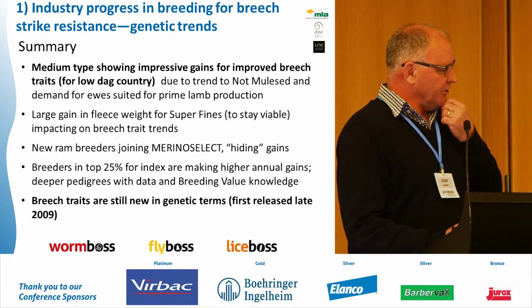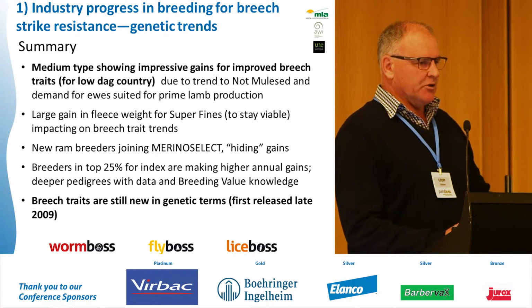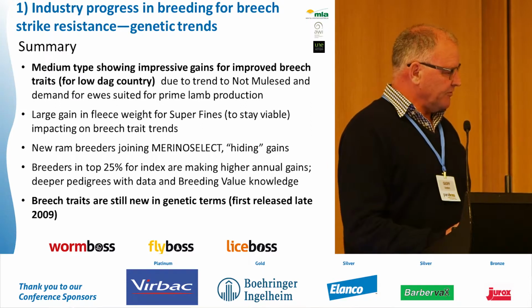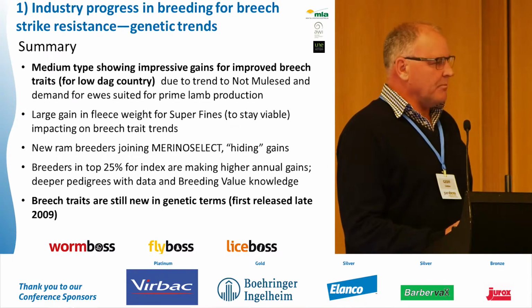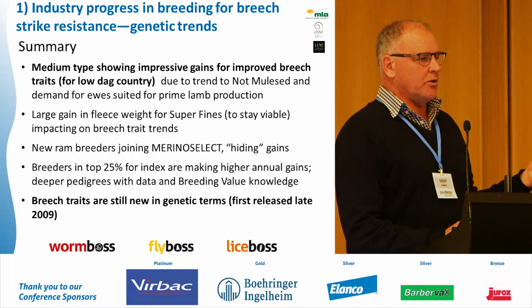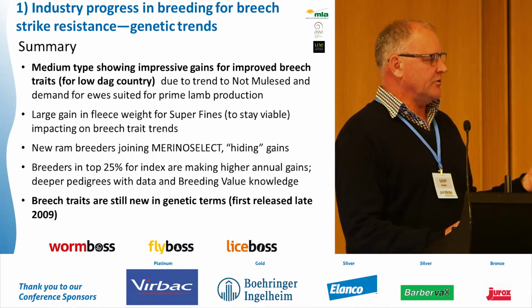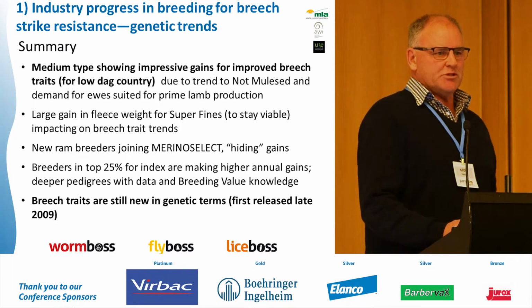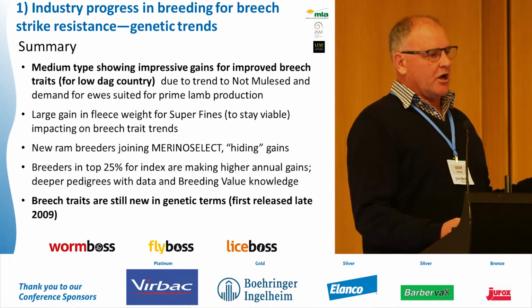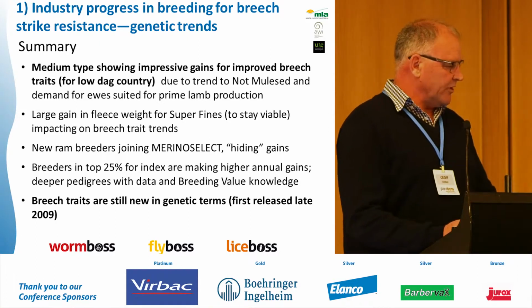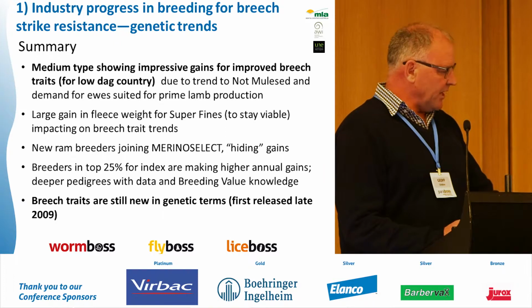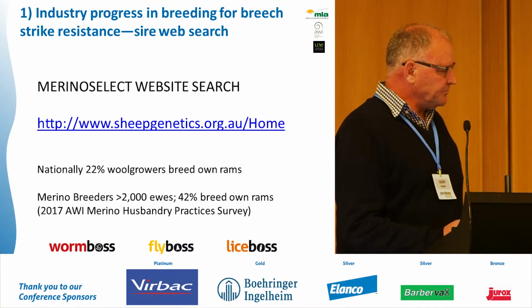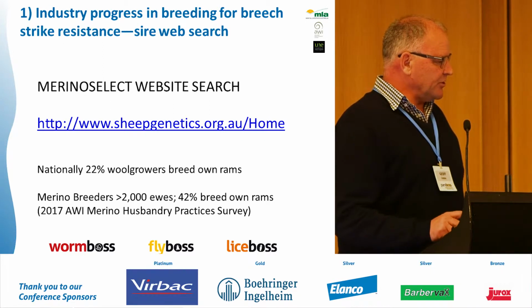Just briefly in summary, the medium merino really is making quite impressive gains in terms of reducing breech strike. It's been more difficult in the other types, particularly with the superfines putting on fleece weight. But nonetheless, a lot of this work went into creating breeding values that were first released in 2009. In genetic terms, that's really not all that long ago, so really quite recent, but significant trends have been made, and the industry is moving on this issue where they can. So that's just a little bit about the genetic trends.